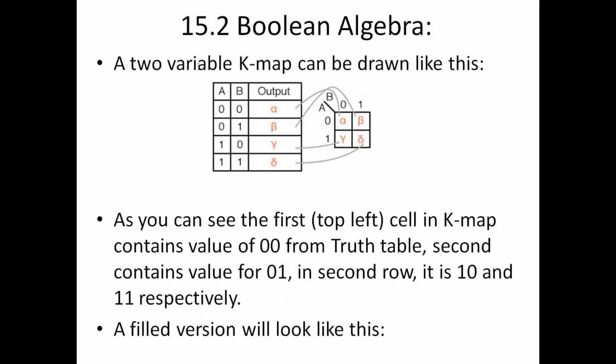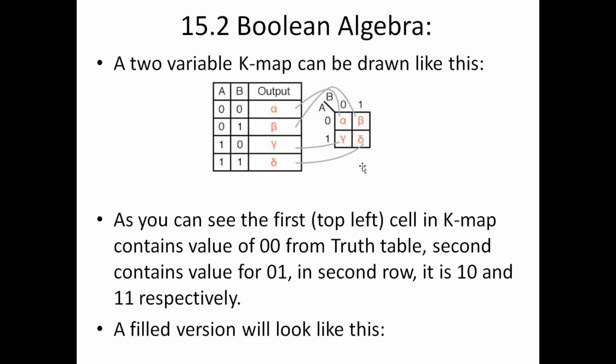Now, if you have two variables, you will have a truth table like this, and then you can convert it into a K-map like this. The first output, or the first line of your truth table, will be written in this position. You can call it 0 0. The second will be written in 1 0. The third one will be written over here. The fourth one will go over here.